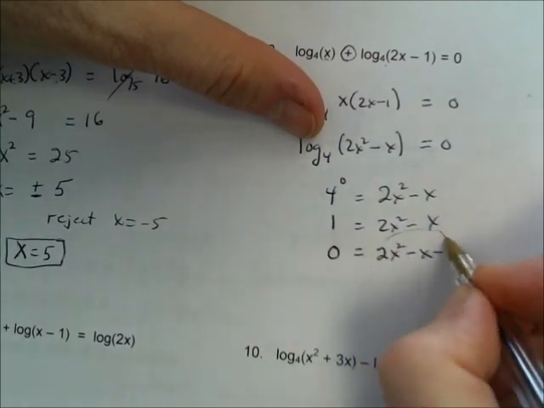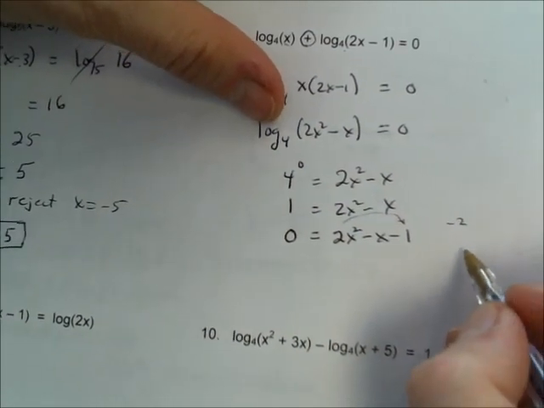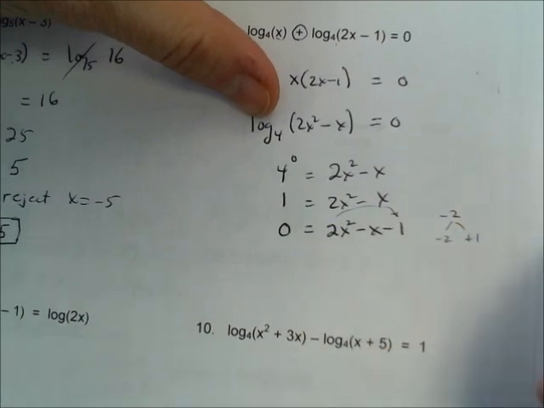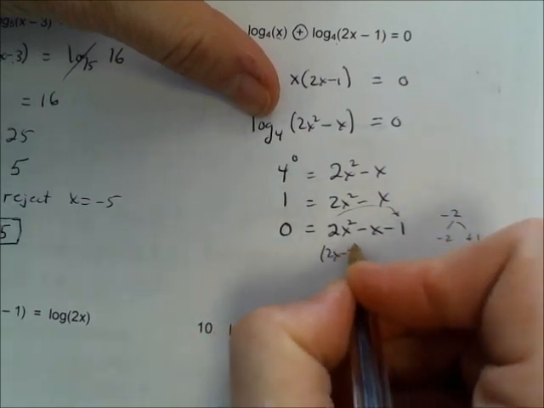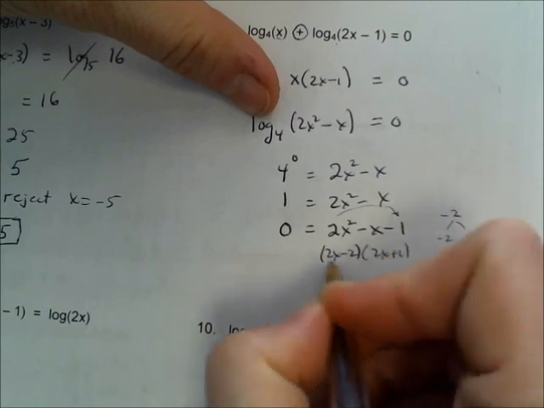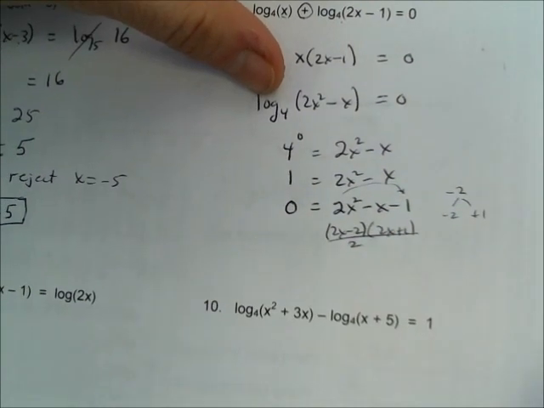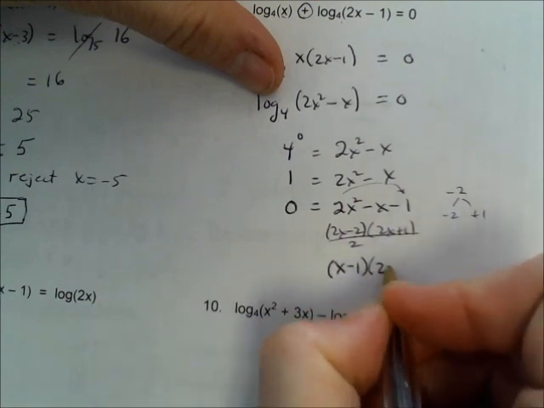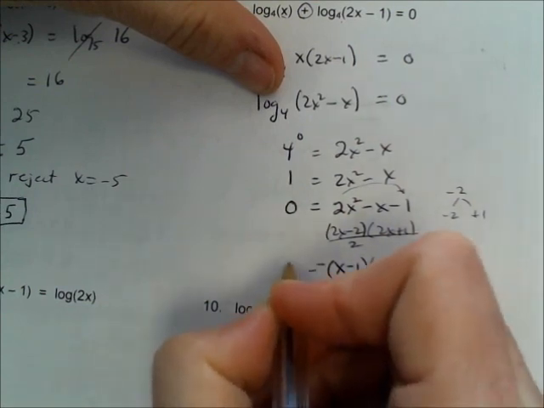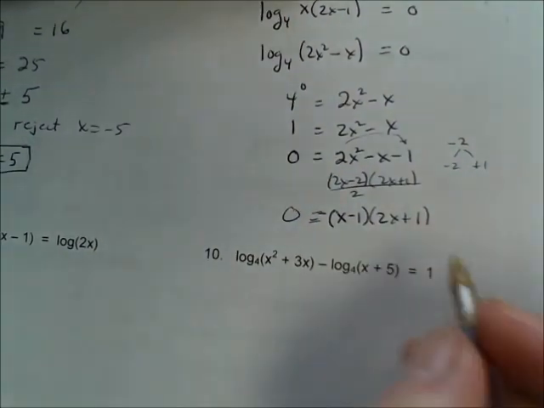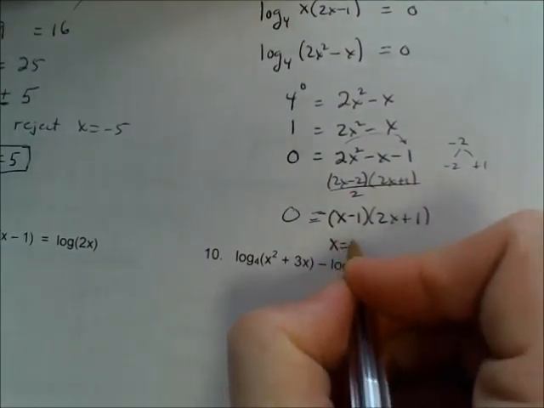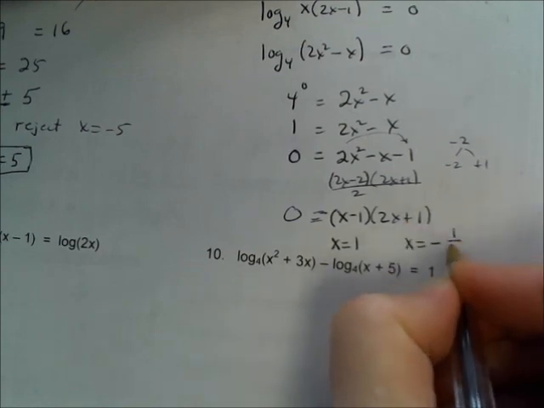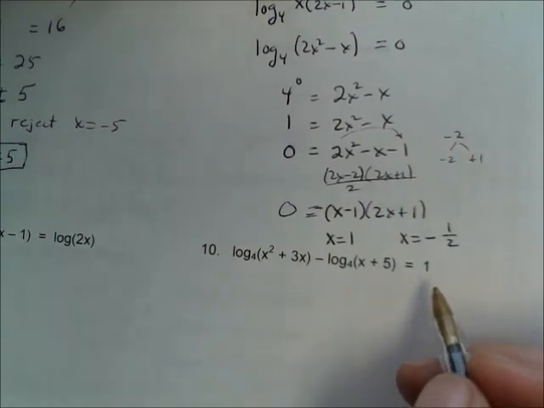Well, this is a factor in, factor out. The factors of negative 2 that add up to negative 1 are minus 2 and plus 1. So it would be 2x minus 2, 2x plus 1, all divided by 2. So this factors into x minus 1 times 2x plus 1 equals 0. So we have two values of x. X is equal to 1, and x is equal to negative a half, if you solve each one of those.